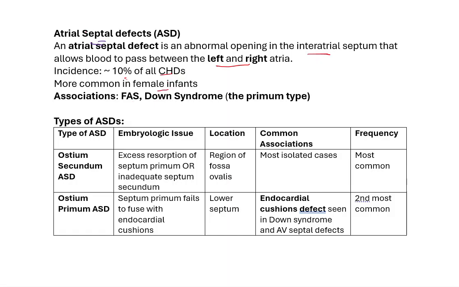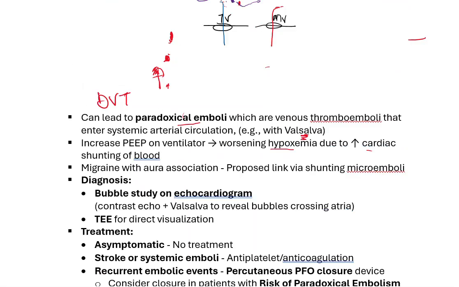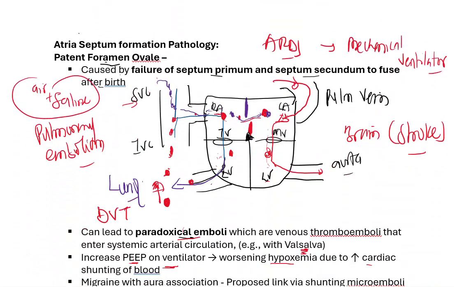We have some conditions that could be associated with this. For instance, if mom is drinking a lot during pregnancy, that could lead to fetal alcohol syndrome, right? Down syndrome could also do it. Down syndrome is actually a problem of the endocardial cushion. So in patients with Down syndrome, they could have endocardial cushion defects. And if the endocardial cushion is affected, if you go back to our previous diagram, right?